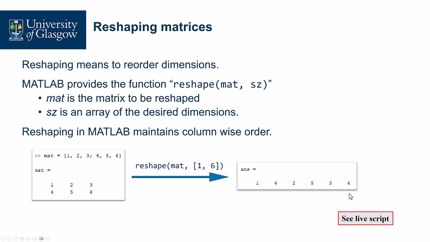Why is it not 1, 2, 3, 4, 5, 6? This is because MATLAB, by default, works in column-wise order. MATLAB always first considers the column, then the row. So we can see the first column, 1, 4, put it here. Second column, 2, 5, put it here. Third column, 3, 6, put it here. So that is the result. So remember, MATLAB always works by columns.